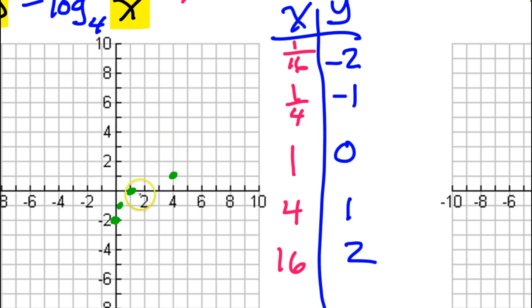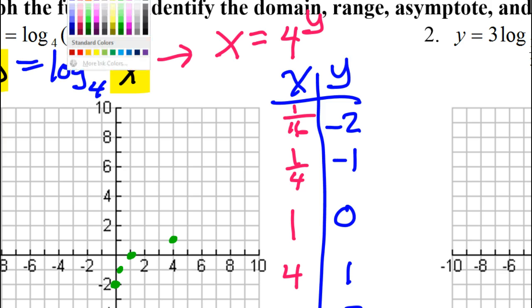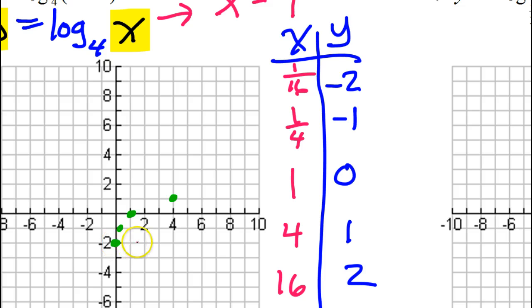Okay, now I'm going to do the shift. Remember, if I have something happening inside the parentheses, is this up, down, left, or right? It's to the right, okay? Anything in here is either left or right, and that's the one that's kind of the opposite of what you would normally think. So minus is actually to the right, okay? So that's what I'm going to do. I'm going to take each one of these points and move them to the right by 2 units. So this one is going to end up here, and this one will be here, this one will be here, and this one will be here. All right, so those are the 4 points I'm going to use.